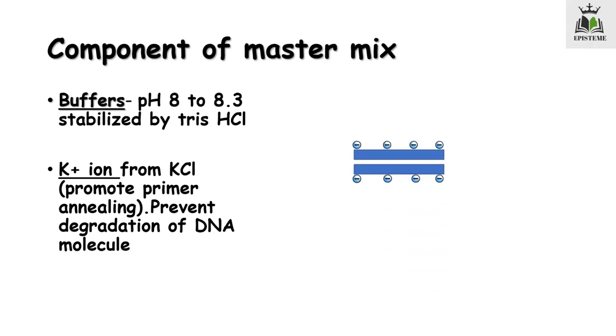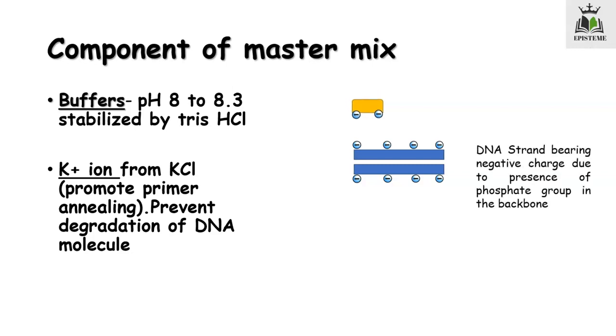So you see, this is our DNA and this is our primer. The DNA backbone has a negative charge. It is because the backbone of the DNA has the phosphate group, which provides a negative charge to our DNA molecule. And we have the primer. The primer is also negatively charged. Now when the negatively charged molecules meet, they cause electrostatic repulsion, which you all know. So the binding is not efficient.